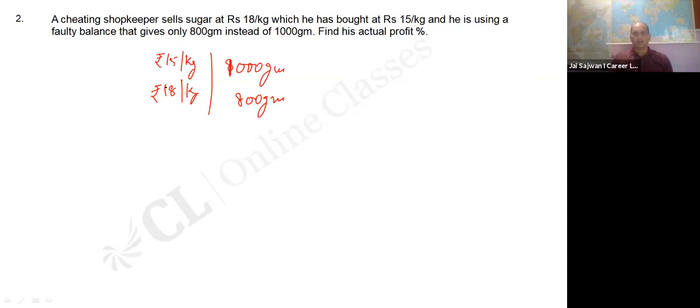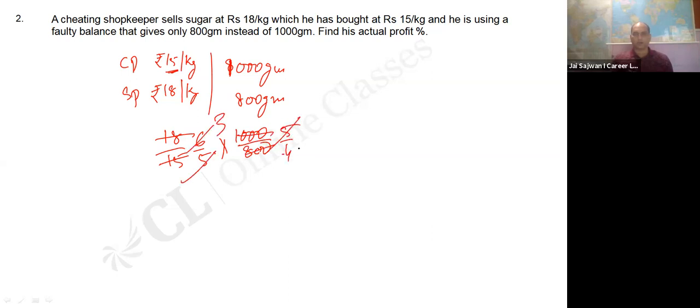Vatsala, Samakshi, both of you, please pay attention here. You buy at 15 rupees. This is cost price. You sell it at 18 rupees. It's a profit. See for yourself, 6 by 5. 20% profit is coming from here. Now, the second is you are giving 800 grams, but you pretend to give 1,000 grams. That means it's a profit. This gets cancelled out. This is 3 by 2. Minus 1 is half. Half is 50%. Samakshi, Vatsala, is it clear now?